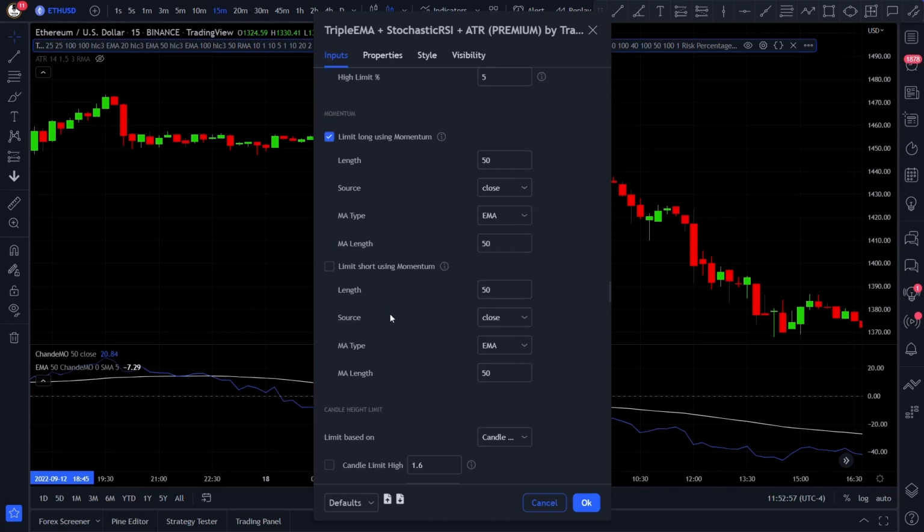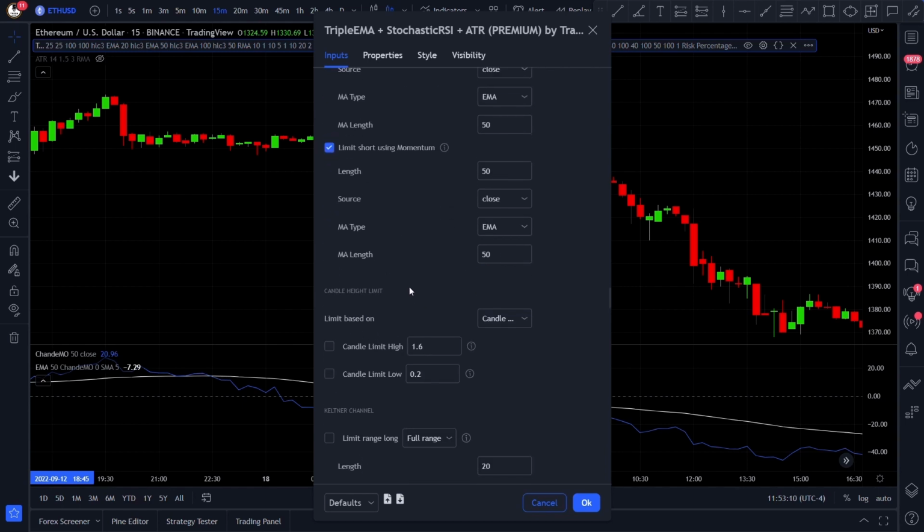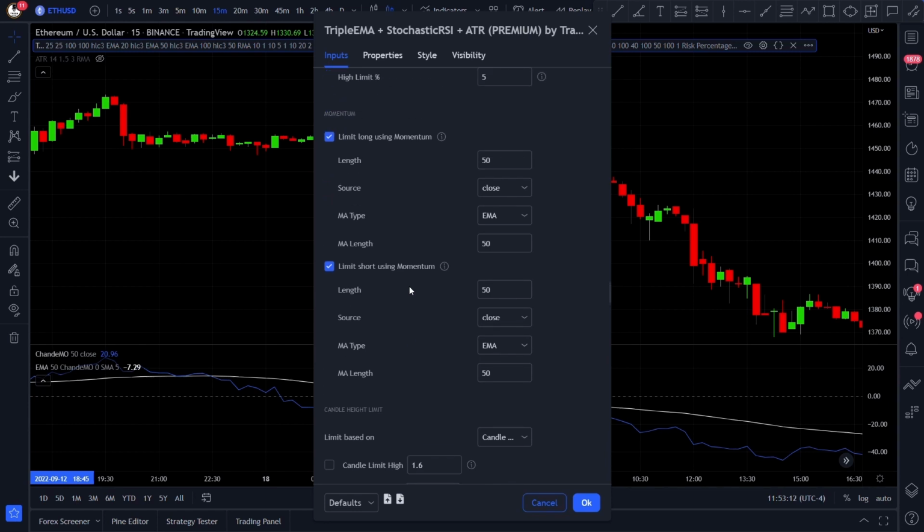If you want to limit shorts also, using this same setup, set the same values at the limit short using momentum section and tick the box next to it. This 50-50 setup worked multiple times for me, so feel free to try it out with your optimization and see if it improves your results.